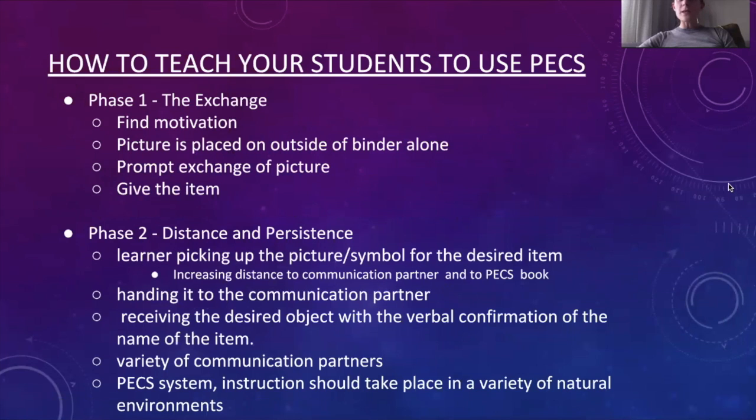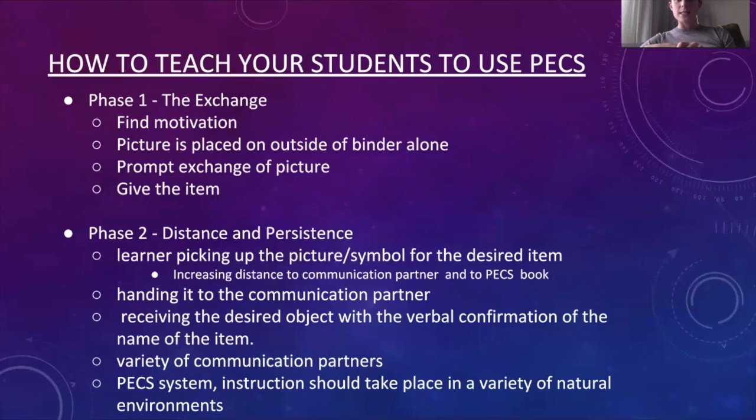So there are 3 phases that we're going to focus on in terms of teaching students to use PECS. The first phase is the exchange. This is teaching the client that handing another individual an icon, a small picture, such as we saw in the video example, allows them to access what they want. So that's building that communicative exchange. This picture is going to be just alone on the outside of a binder, teaching them that any picture, doesn't matter if it corresponds to the item they want, enables them to get the item that they want.